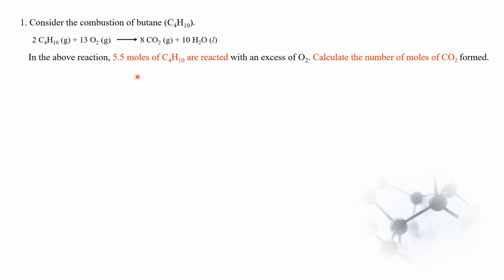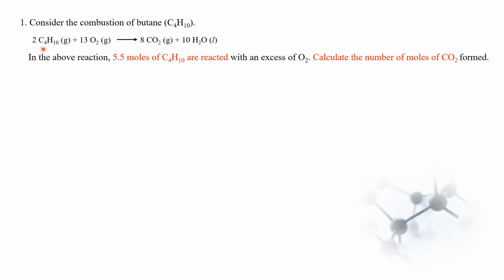Now let's go to the question. 5.5 moles of butane and carbon dioxide. There are two chemicals we are talking about in this question, butane and CO2. We don't need oxygen or H2O. So let's pick only butane and carbon dioxide from the equation.